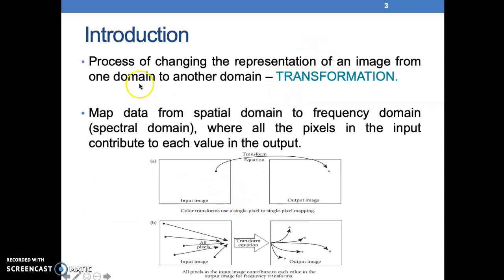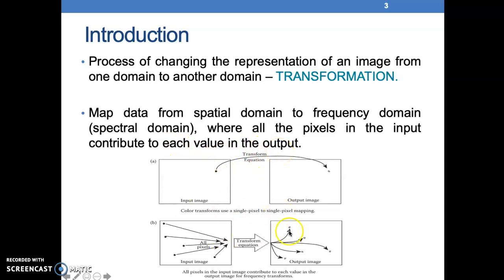Transformation is a process of changing the representation of an image from one domain to another domain. The one domain is the spatial, and when you transform, you get a frequency domain. So you map data from the spatial domain to the frequency domain, which sometimes we also call the spectral domain, where all the pixels in the input contribute to each value in the output.